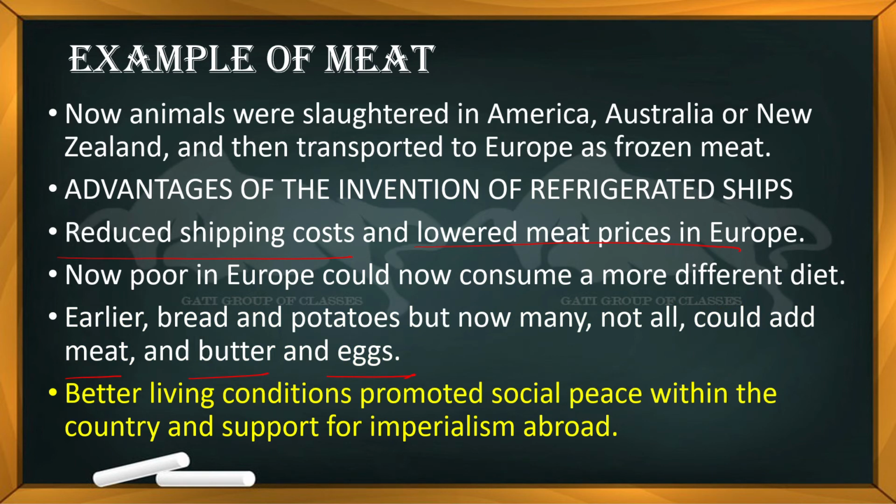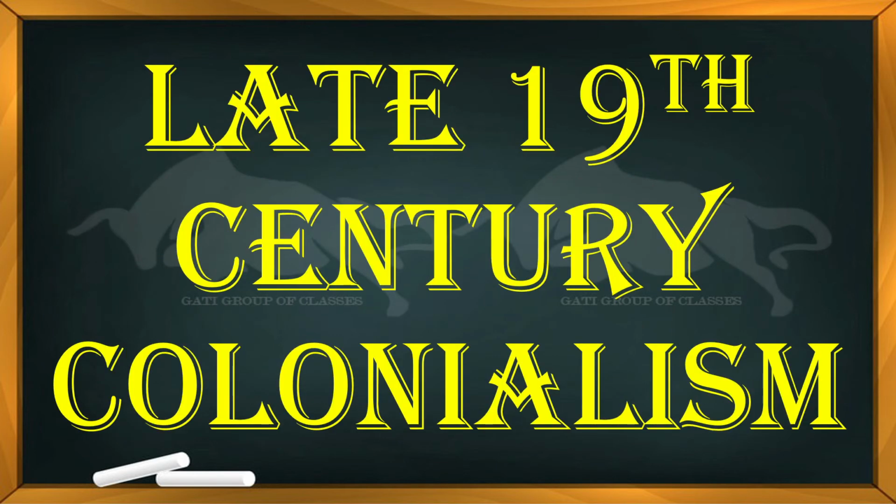Better living conditions, they promoted social peace. Now the people also started to support their imperialism. They supported their kings, even they supported their government, just because they were getting low-rate things. Now let's talk about the late 19th century.